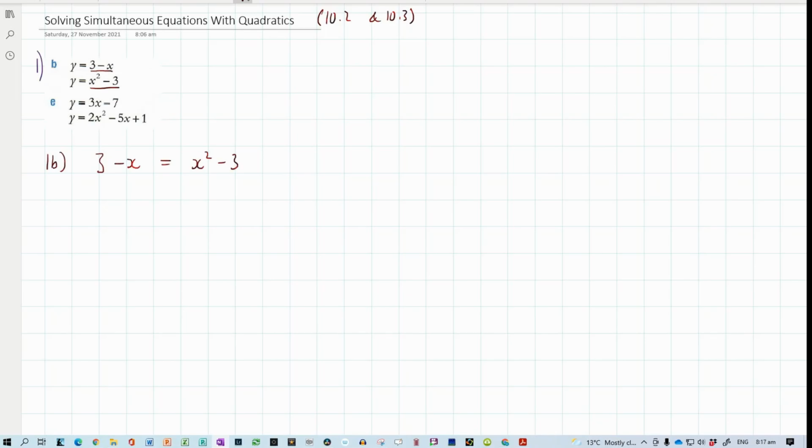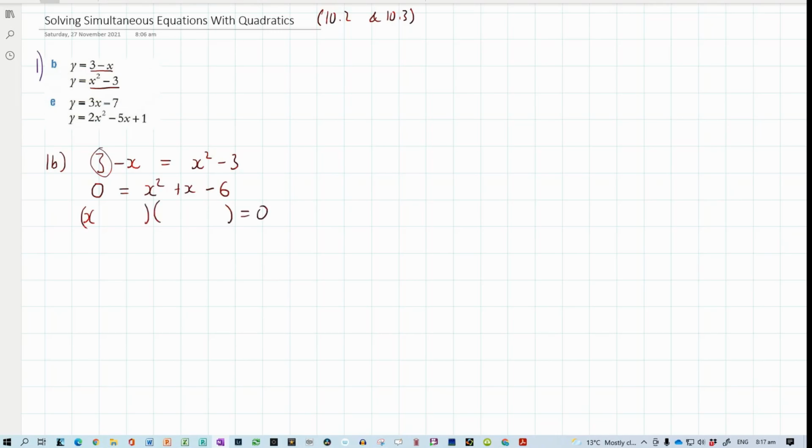Now what I want to do next is bring everything across to the x squared side. So on the left hand side I'll have 0. And I bring the negative x across by adding it, so I'll get x squared plus x. Now when I get rid of this I have to subtract it. So I subtract 3 from the other side and I will get minus 3 minus 3, which is minus 6. And then maybe I can factorize.